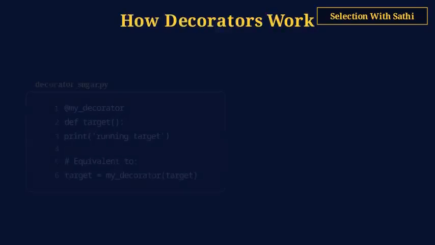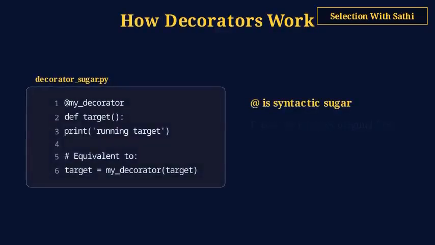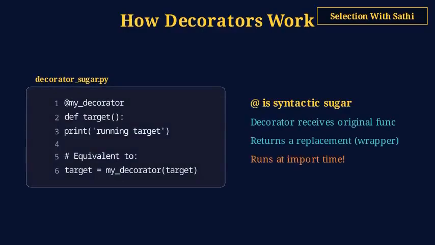Decorators are syntactic sugar. Writing @decorator above a function definition is the same as calling f = decorator(f). A decorator receives the original function and returns a replacement, usually a wrapper. An important detail: decorators run at import time, meaning the decorated function is replaced as soon as the module is loaded.